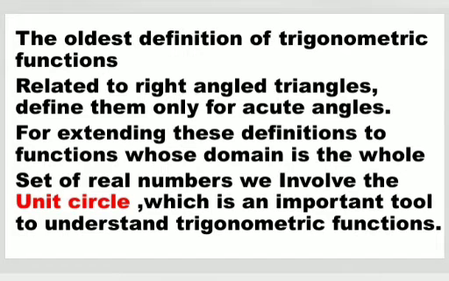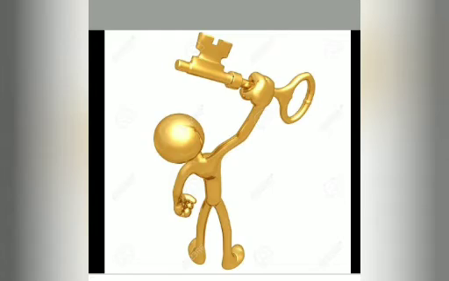Now, the oldest definition of trigonometric functions related to right angular triangles defines them only for acute angles, that is, angles between 0 and 90 degrees. For extending these definitions to functions whose domain is the whole set of real numbers, we involve the unit circle, which is an important tool to understand trigonometric functions. The unit circle is also considered the golden key to understand trigonometric functions.